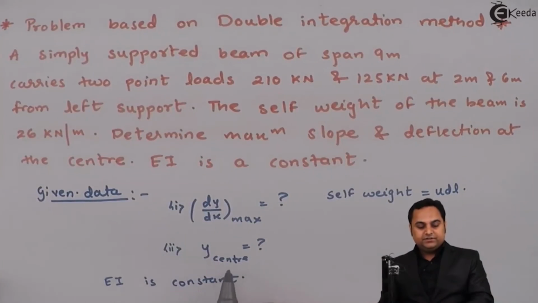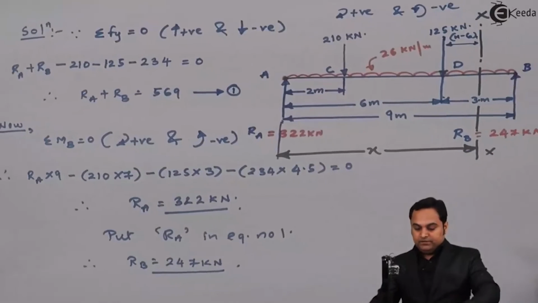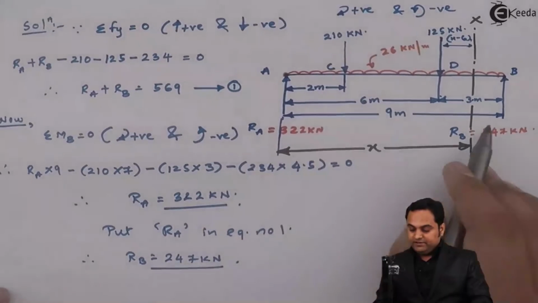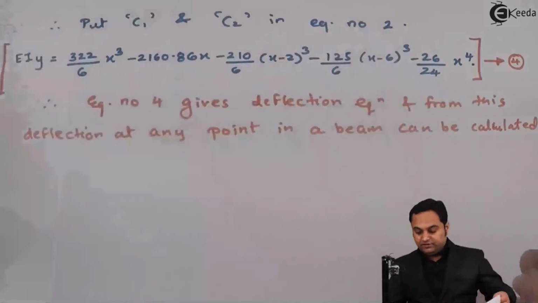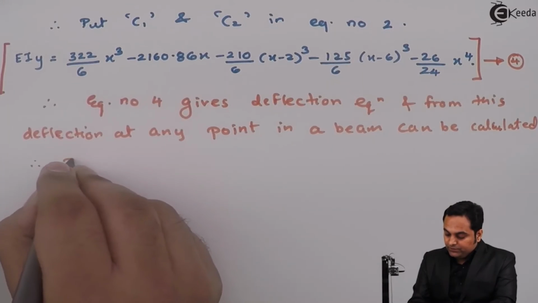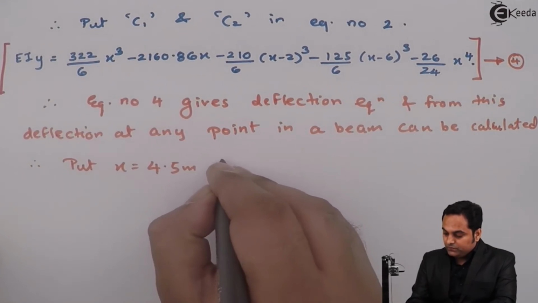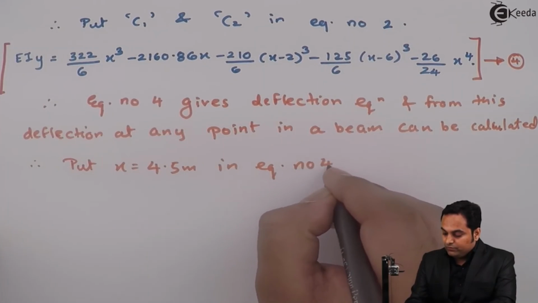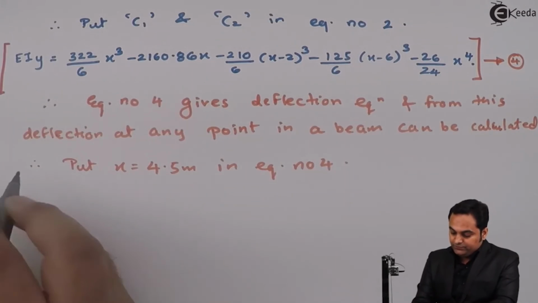Now if we look into the question, here they have mentioned that we have to find y, that is deflection at the center. So at the center, the length of the beam is 9 meter, and we have to find the deflection at the center, that is at 4.5 meter. So therefore put x is equal to 4.5 meter in equation number 4.